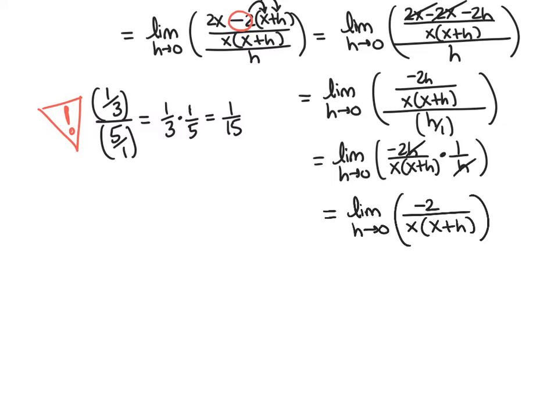And you're at the step now where you can actually input the 0 for the h, because there's no discontinuity, no zeros in the denominator that will happen when you do this. And you end up with an expression minus 2 over x squared. And that is precisely the derivative of the function that we started with.